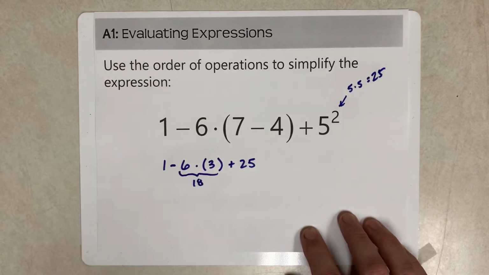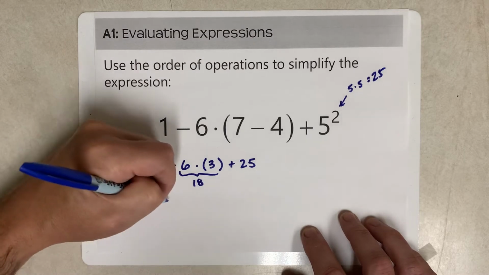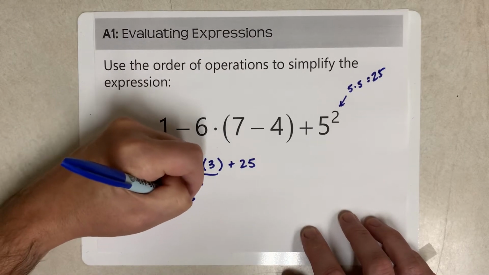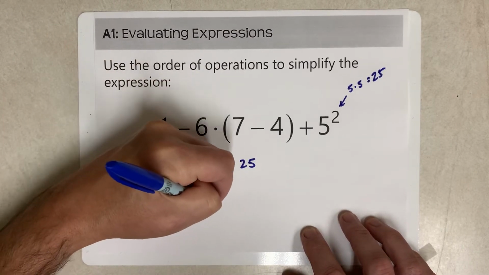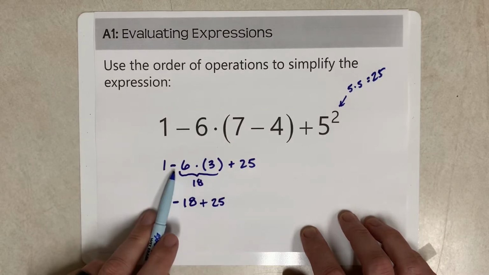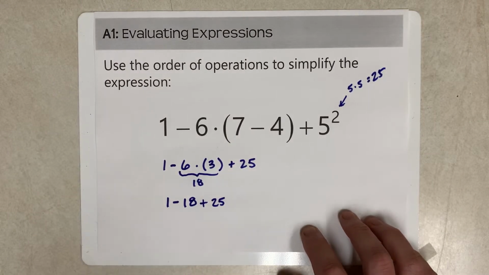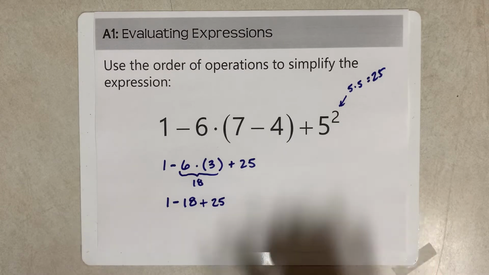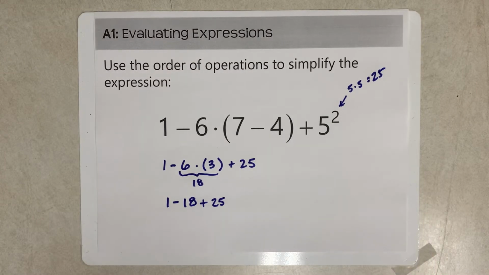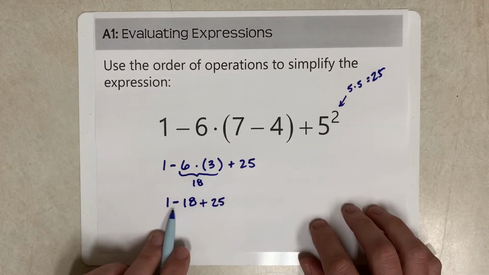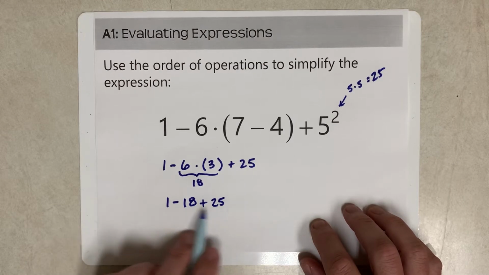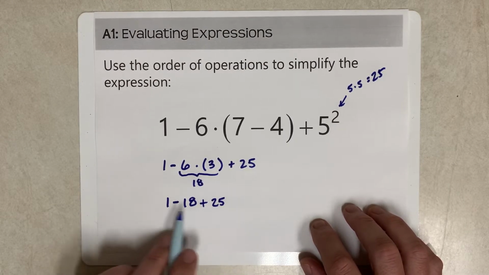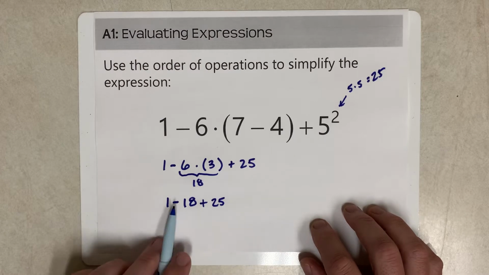Okay, so I need to replace 6 times 3 with 18. So 1 minus 18 plus 25. And notice that minus right there is still right here. Okay, so now I have 1 minus 18, 1 take away 18, and I've got subtraction here and addition. Left to right, subtraction, addition, whichever one you come to first is the one you're going to do.